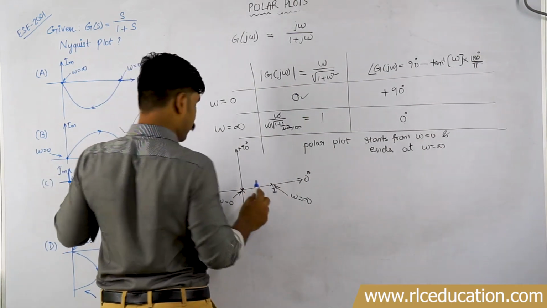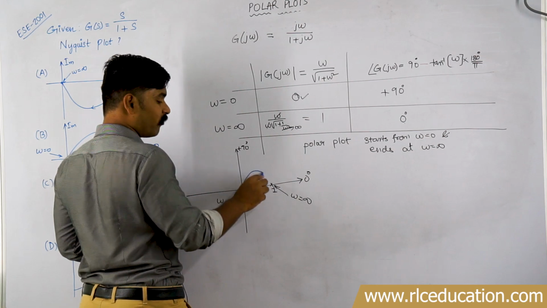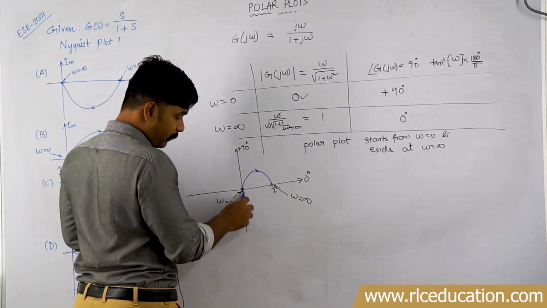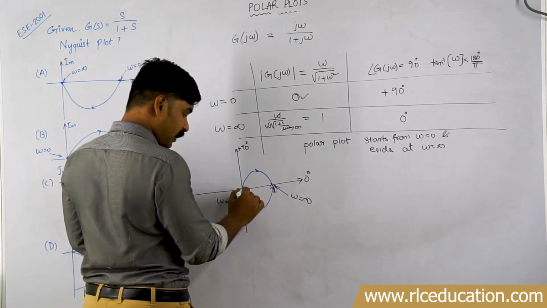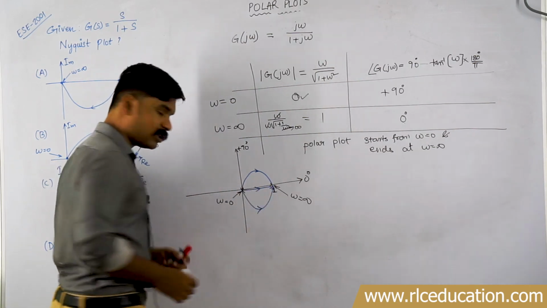As given in this figure, as given in this option, my graph may move in this way. Or don't you think my graph can move like this also? Yes, my graph can go like this also. What is another road? My graph can go straight like this also, no?